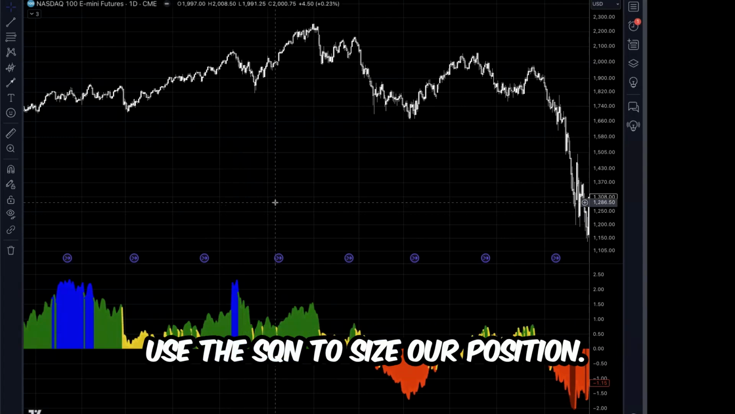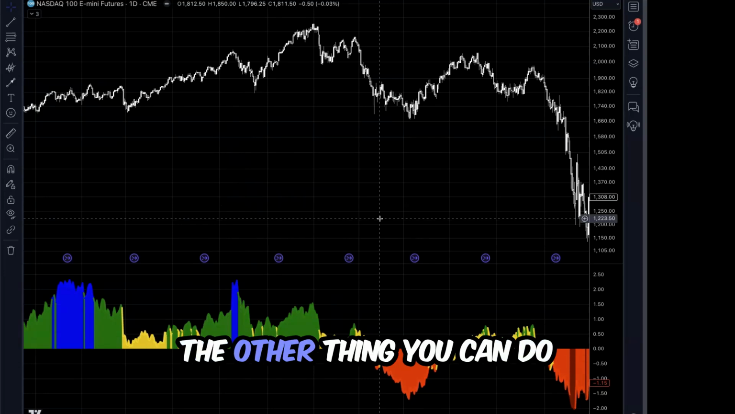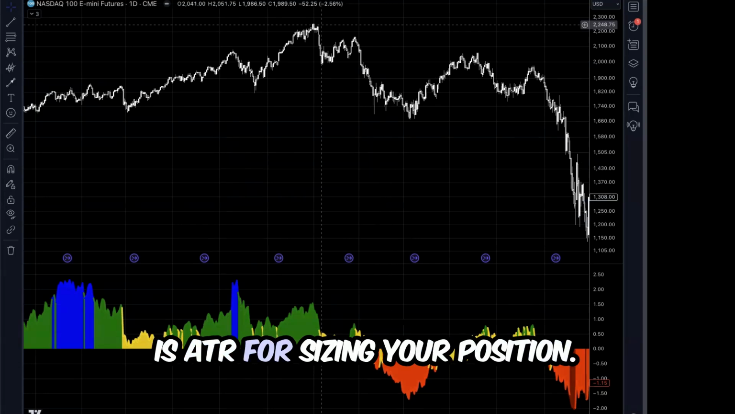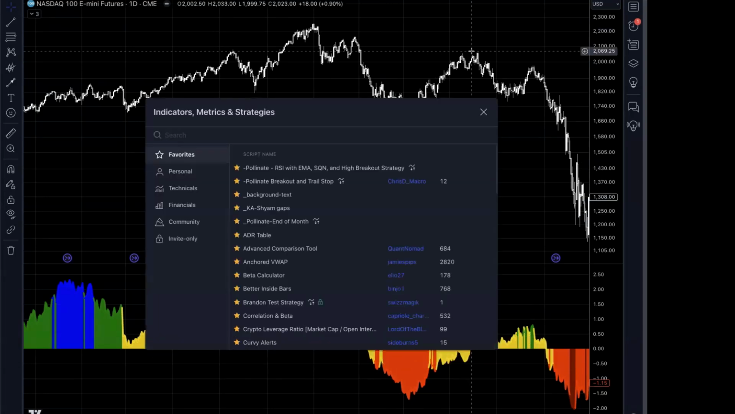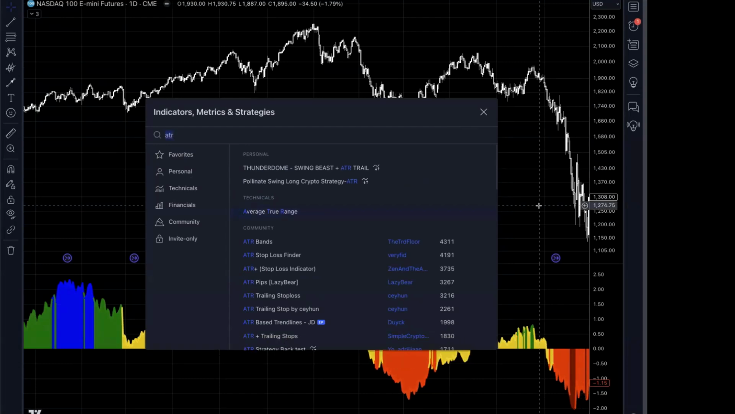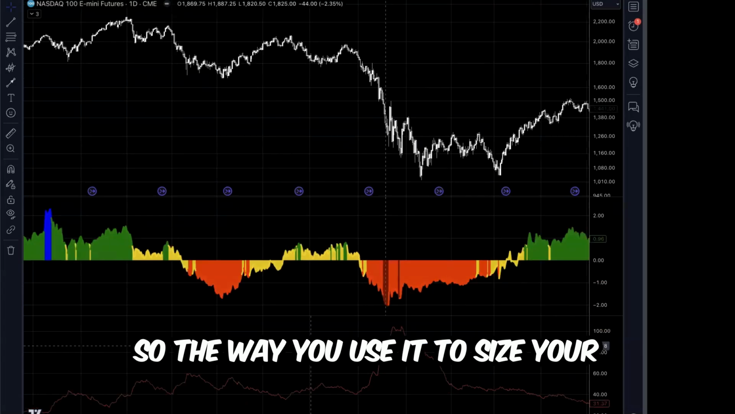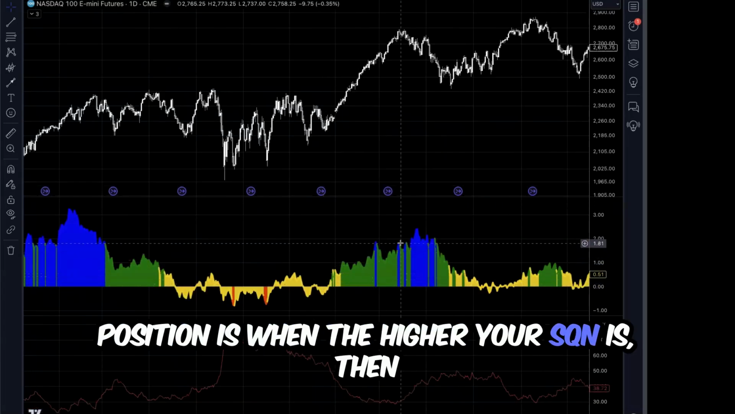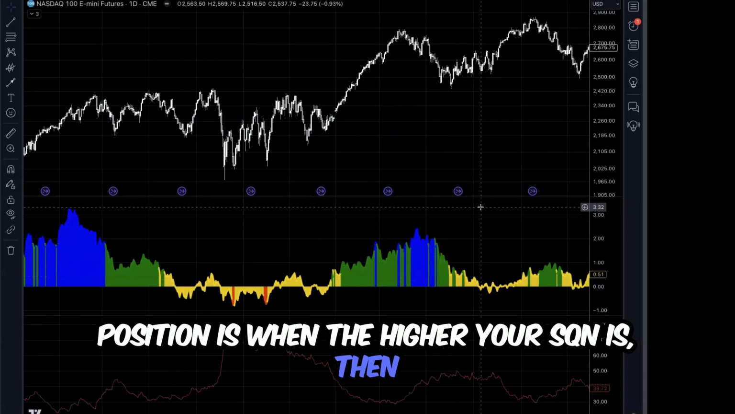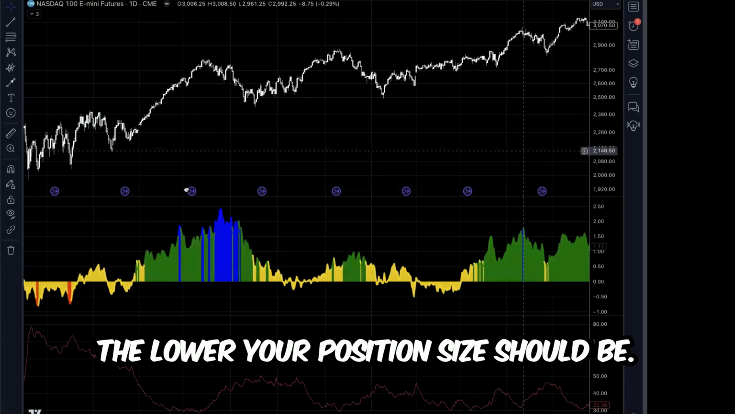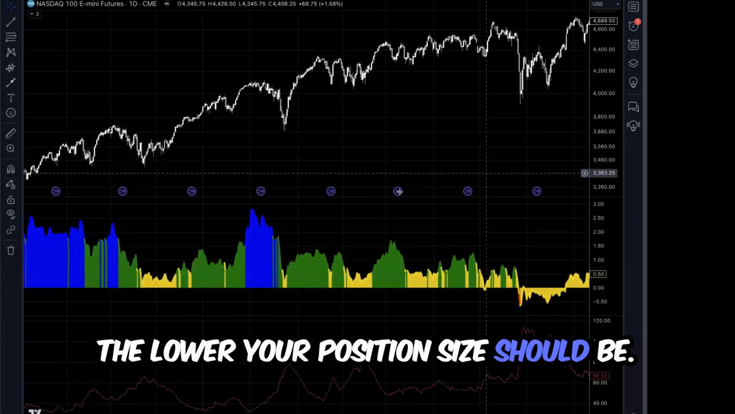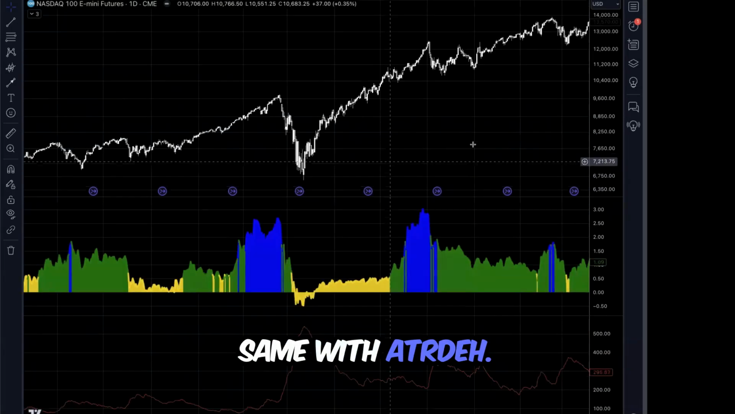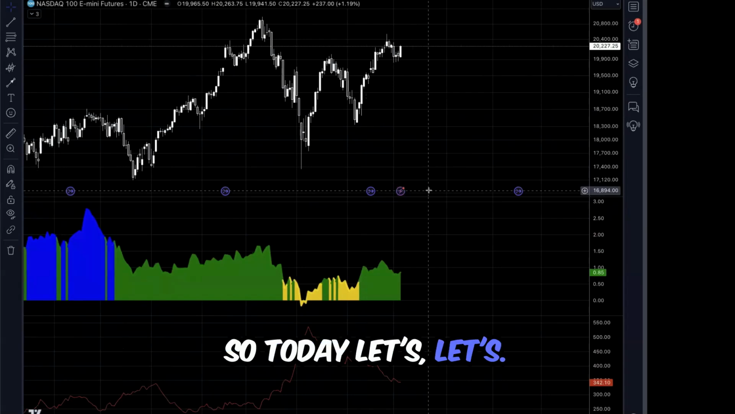Now, the final thing, and I'll do a video on this one probably tomorrow, is where we use the SQN to size our position. The other thing you can do is ATR, the average true range, for sizing your position. The way you use it to size your position is that the higher your SQN is, the lower your position size should be. Same with ATR.